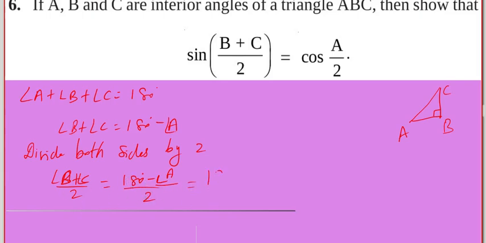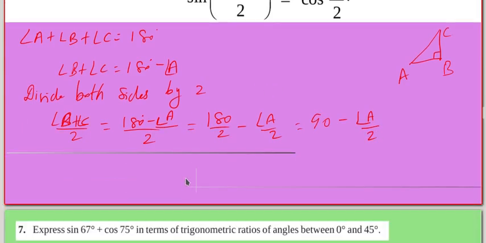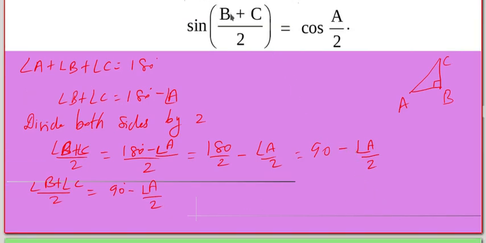This is nothing but 180 by 2 minus angle A by 2, if we separate both of the terms. 180 by 2 is 90, no? So it is 90 minus angle A by 2. So now we have angle (B plus C) by 2 equals 90 degrees minus angle A by 2. First we got B plus C, then B plus C by 2.